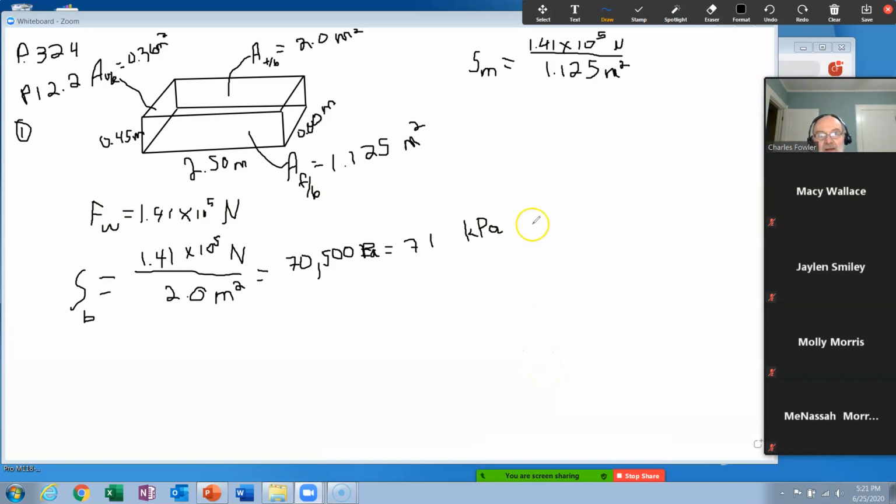Okay. So going back to my calculator, that was 1.41 EE5 divided by 1.125.